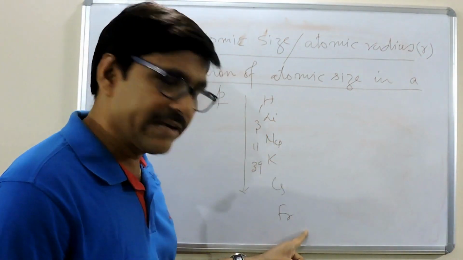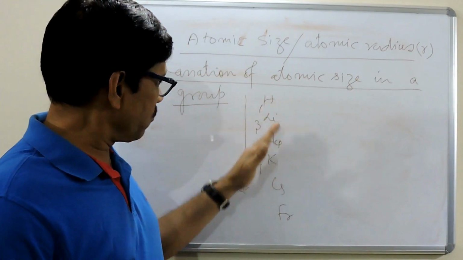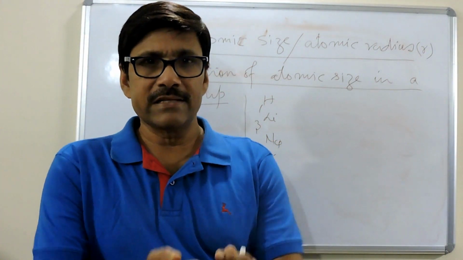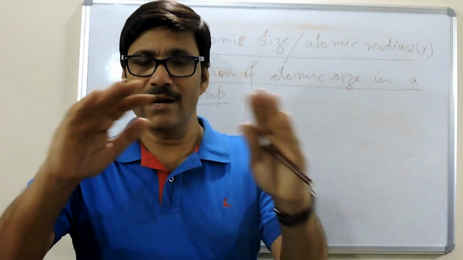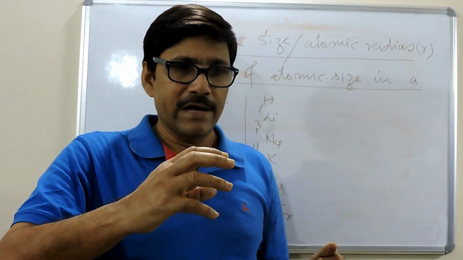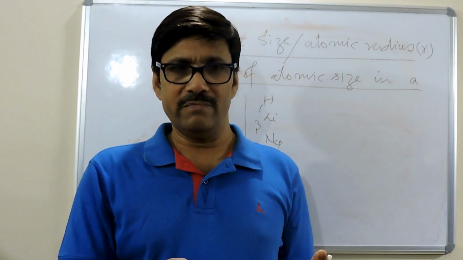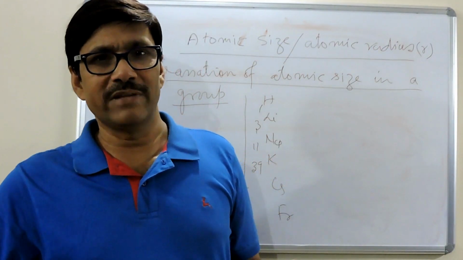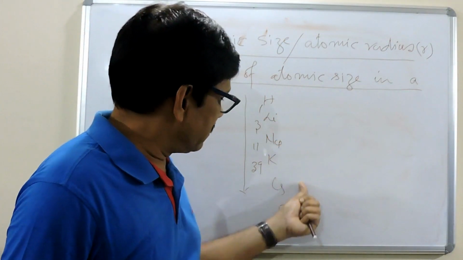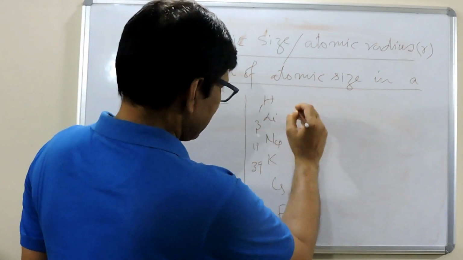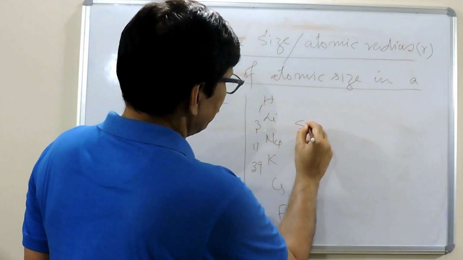The number of shells is increasing. Of course, the number of protons is also increasing. But these protons in the nucleus are well shielded by the inner shells. And so the effective force of attraction between the nucleus and the last shell electron will decrease. And because of that, size increases down a group. So in any group, what will happen? Size increases.